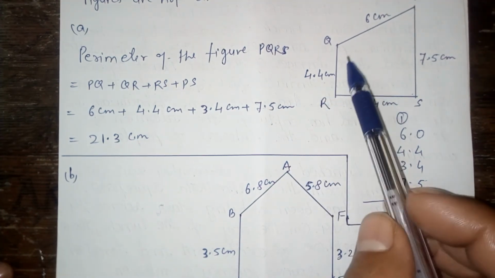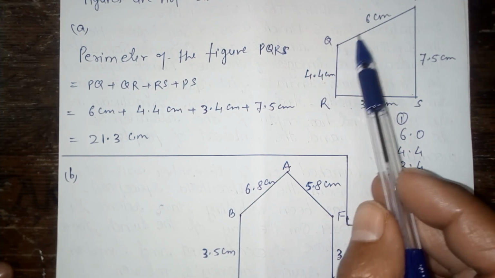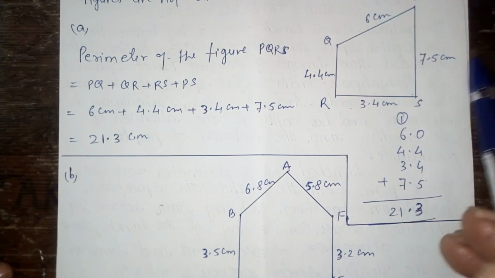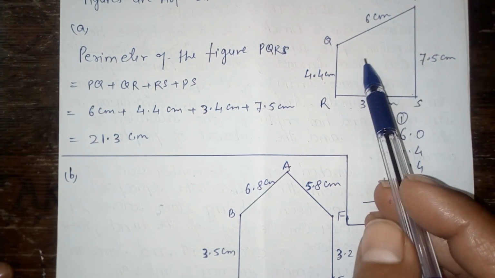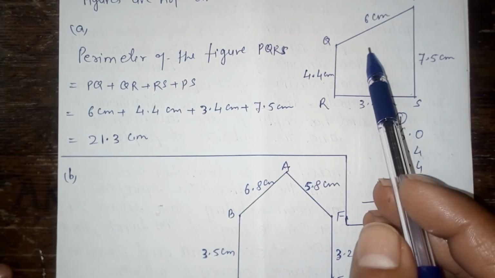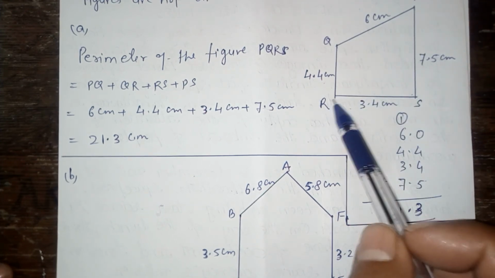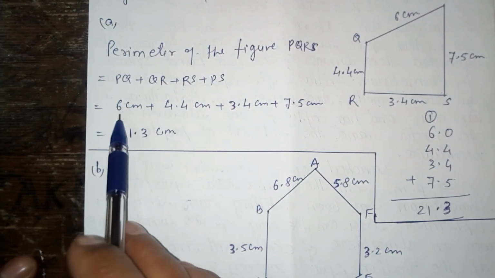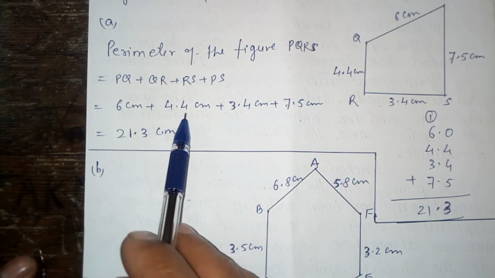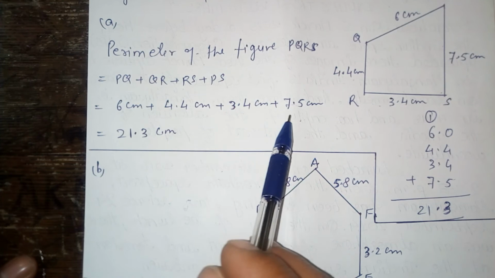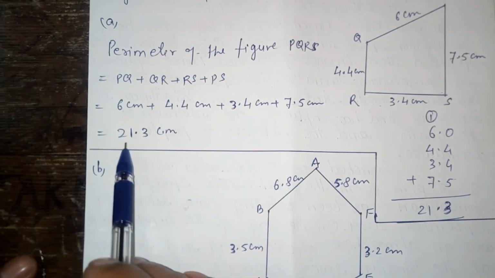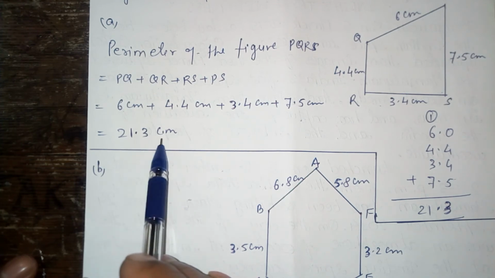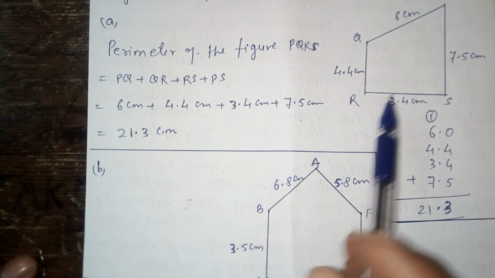Okay, the meaning is, in this question we will find out the perimeter of the figure PQRS. Perimeter means the sum of all sides. So what we will do: PQ plus QR plus RS plus SP. Then we will apply the numbers. PQ is 6 centimeter, QR 4.4, RS 3.4, PS 7.5. After adding you will get 21.3 centimeter. 21.3 centimeter is the perimeter of the given figure.